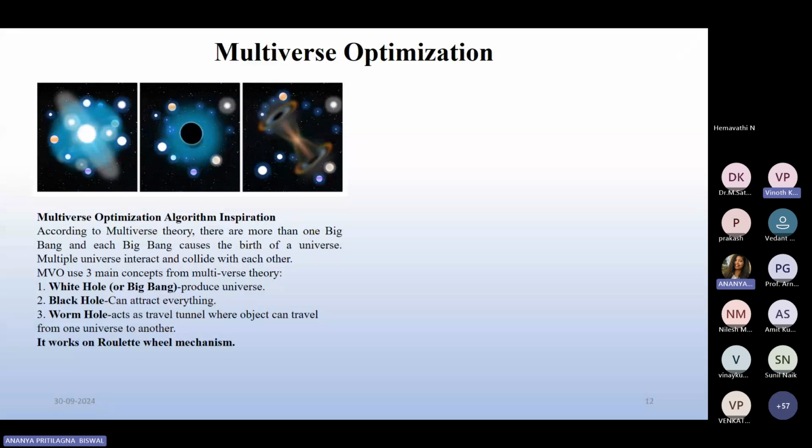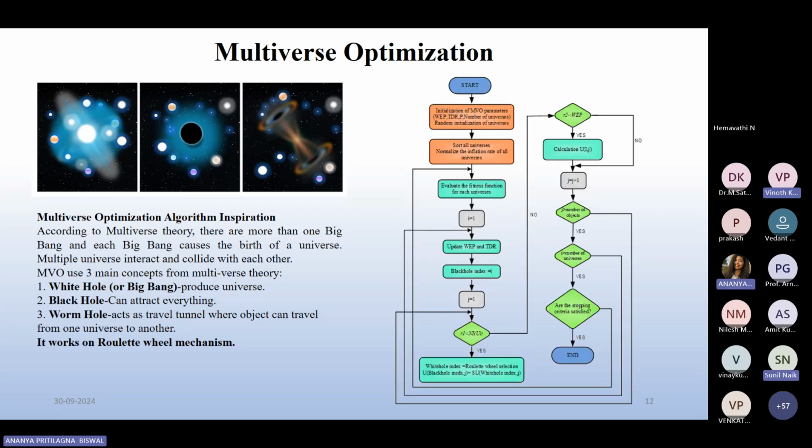The white hole causes the production of universes. The black hole attracts everything, and the wormhole acts as a travel tunnel where objects can travel from one universe to another. So basically, it works on the roulette wheel mechanism. This is the flow chart of the optimization technique.